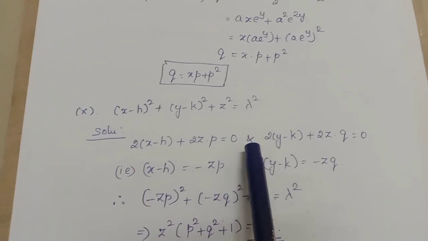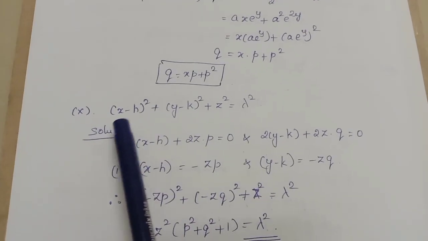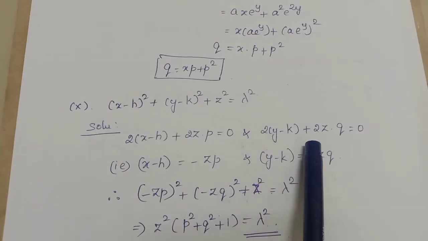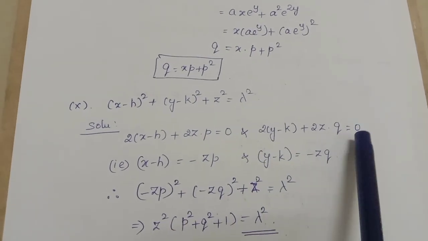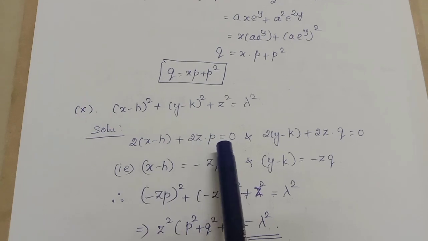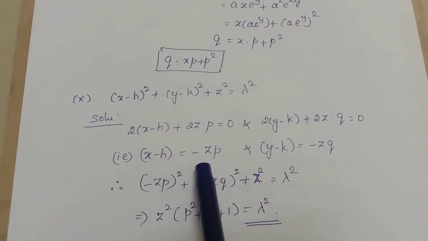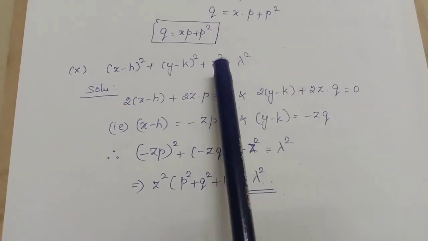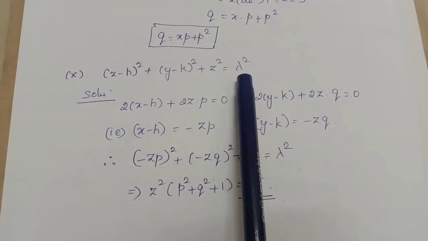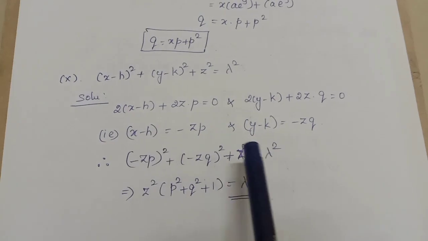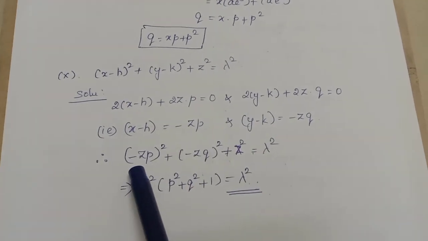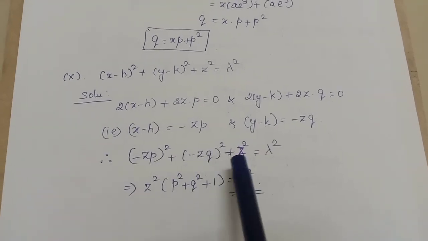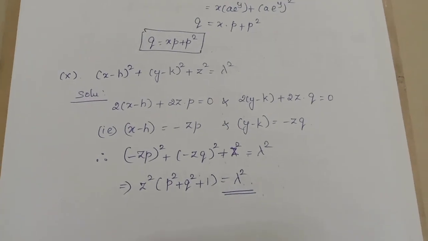Okay, right. And when you differentiate with respect to y, 2 into y minus k plus 2z into q equal to 0. Okay, so from this equation I am getting x minus h is equal to minus zp. From here y minus k equal to minus zq. So substitute all the values here. This lambda is a fixed constant, so no need to eliminate it. Okay, when you substitute it here, what will you get? z square into p square plus q square plus 1 equal to lambda square.